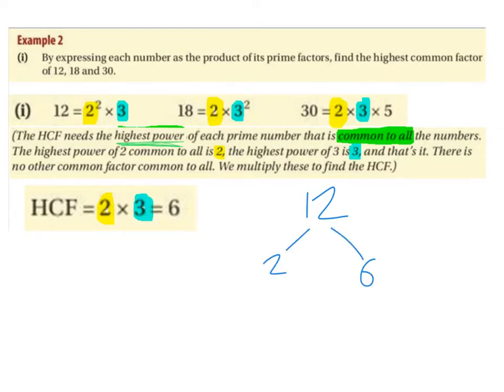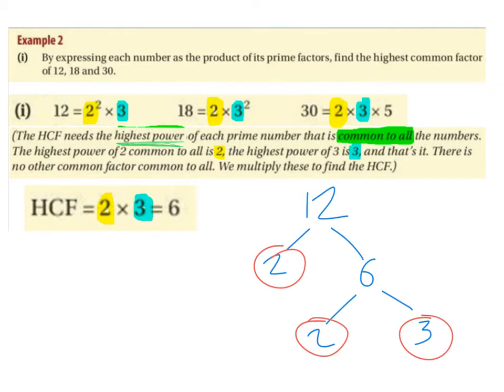2 is a prime number, can't be broken down anymore, so cannot be factorised anymore. 6 is not, so 6 can be factorised. So 6 can be broken down as 2 times 3, and we can't go any further because 2 and 3 are both prime numbers. So 12 is 2 multiplied by 2 multiplied by 3, so we multiply the prime factors, which is the same thing as 2 squared multiplied by 3.